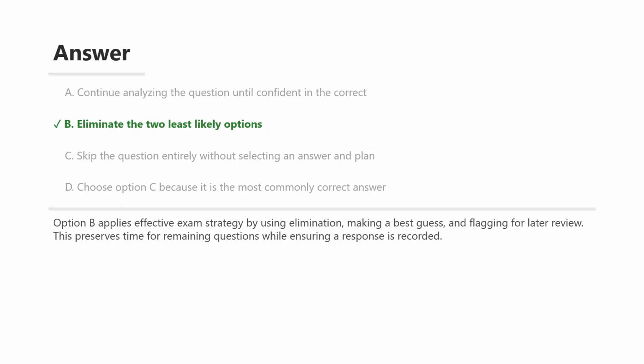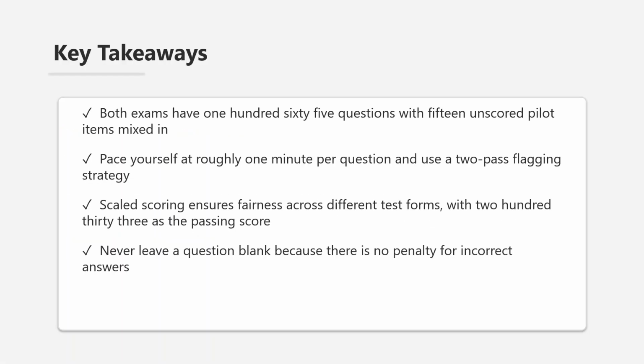The correct answer is B. Option B applies effective exam strategy by using elimination, making a best guess, and flagging for later review. This preserves time for remaining questions while ensuring a response is recorded. Option A wastes valuable time on a single item. Option C risks leaving the question blank if time runs out. Option D relies on a myth about answer patterns that has no basis in actual exam design.